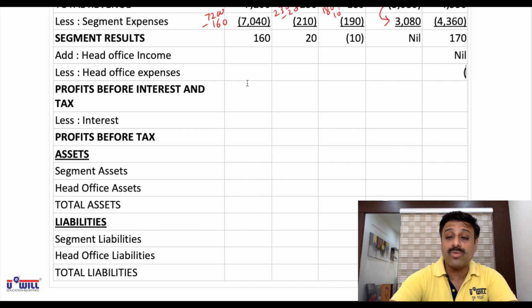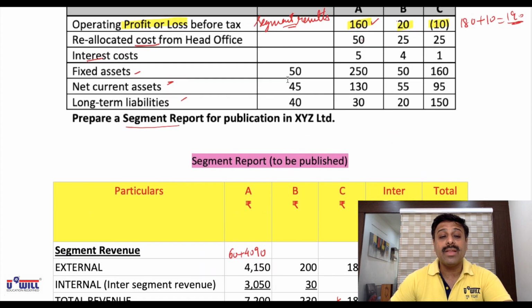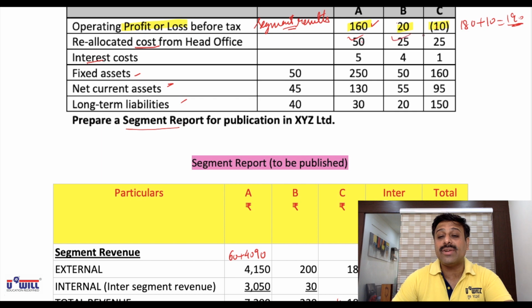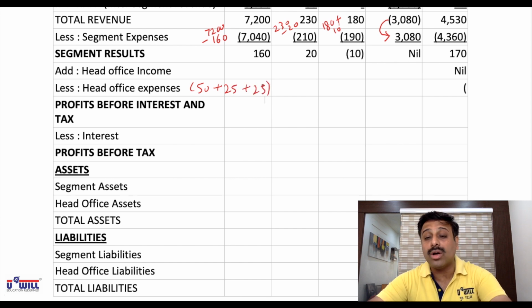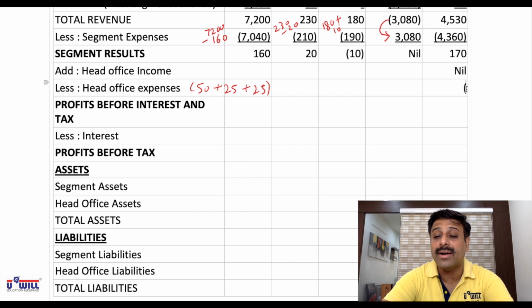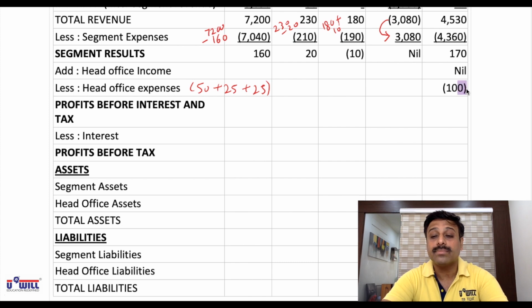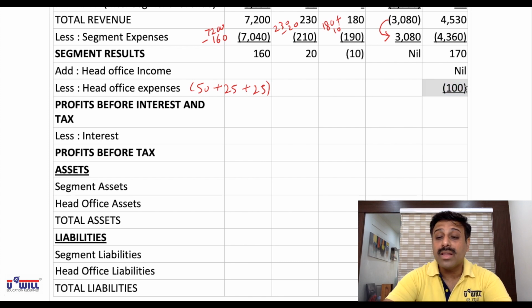Head office expenses, what we have to minus, again write them in bracket. As I discussed, 50 plus 25 plus 25. Head office expenses 50 plus 25 plus 25. Directly we will subtract in total column 50 plus 25 plus 25, 100. Now 170 minus 100, profit before interest and tax will be 70.